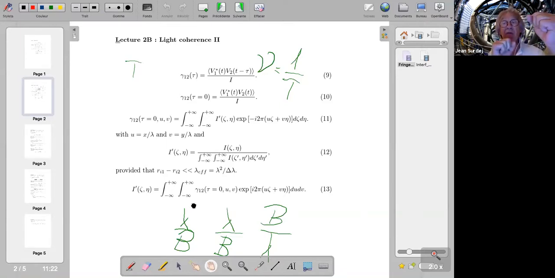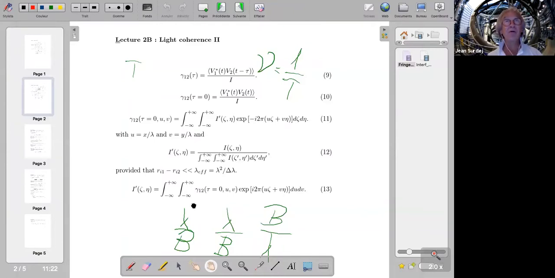Now, if you have many different apertures, you have many different independent interferometers, and then it's very easy to get a very good coverage of the UV plane. And this is what is achieved with ALMA. I think there are about 60 apertures.